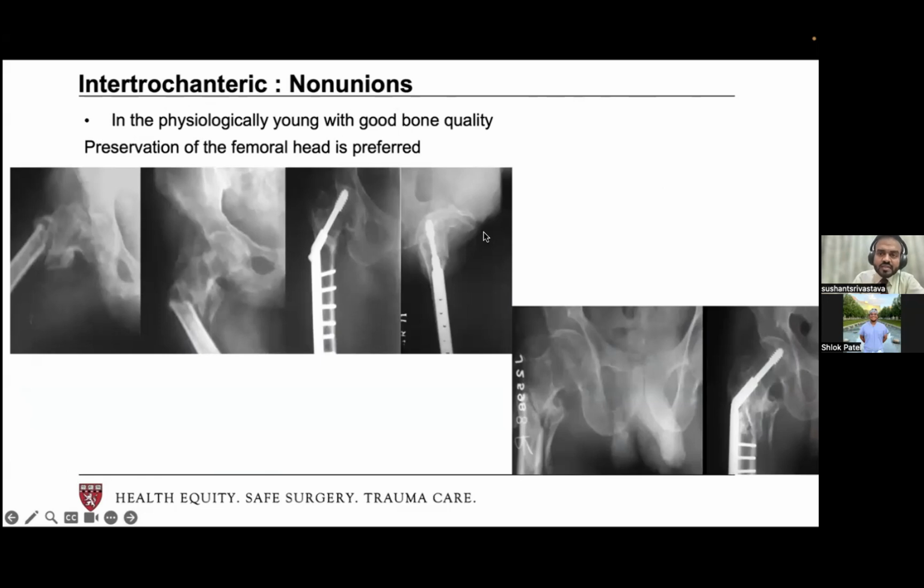Then in physiologically young patients, preservation of the femoral head is preferred. This case has been given by Dr. Sachin Kale, a professor in D.Y. Patil and my mentor. In this case, if you see, this was a non-union of the intertrochanteric femur fracture, which was treated with a DHS screw and bone grafting.